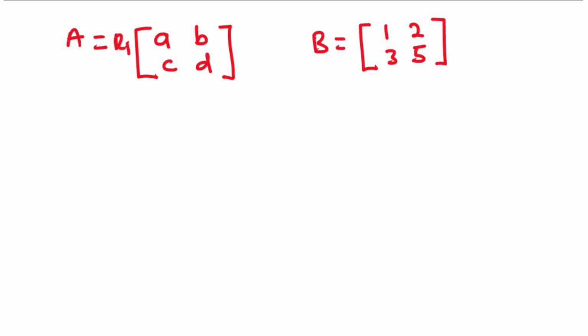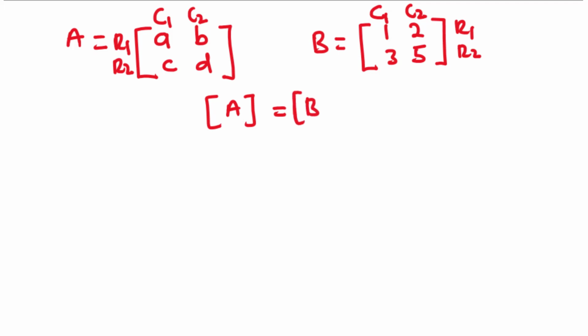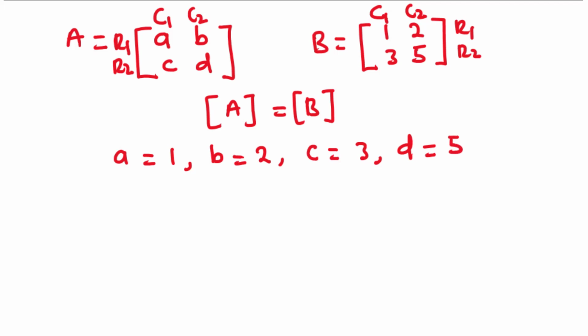Now matrix A has 2 rows and 2 columns, and matrix B also has 2 rows and 2 columns. Since the number of rows and columns of matrix A is equal to the number of rows and columns of matrix B, we say that the two matrices A and B are equal. That way, their corresponding elements or entries are also equal. Therefore, we say that a is equal to 1, b is equal to 2, c is equal to 3, and d is equal to 5. So that is that with equal matrices.